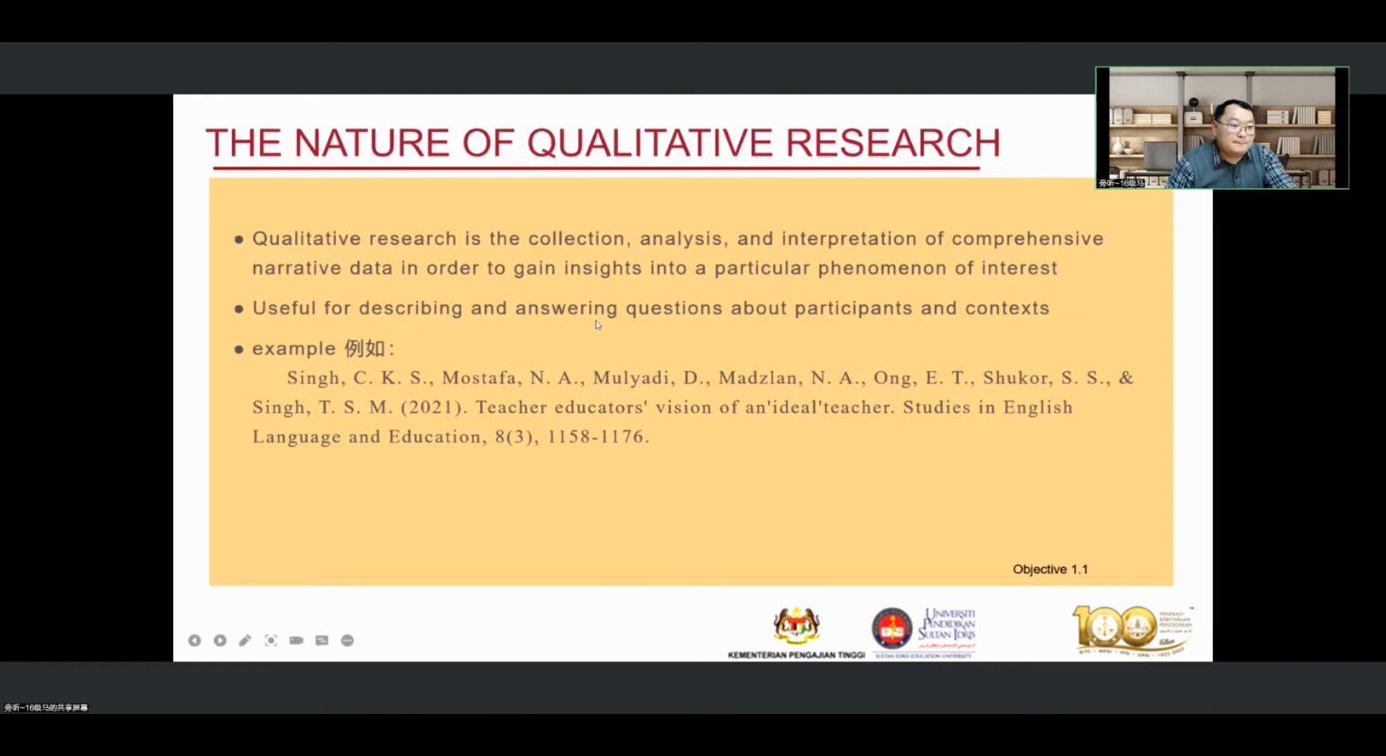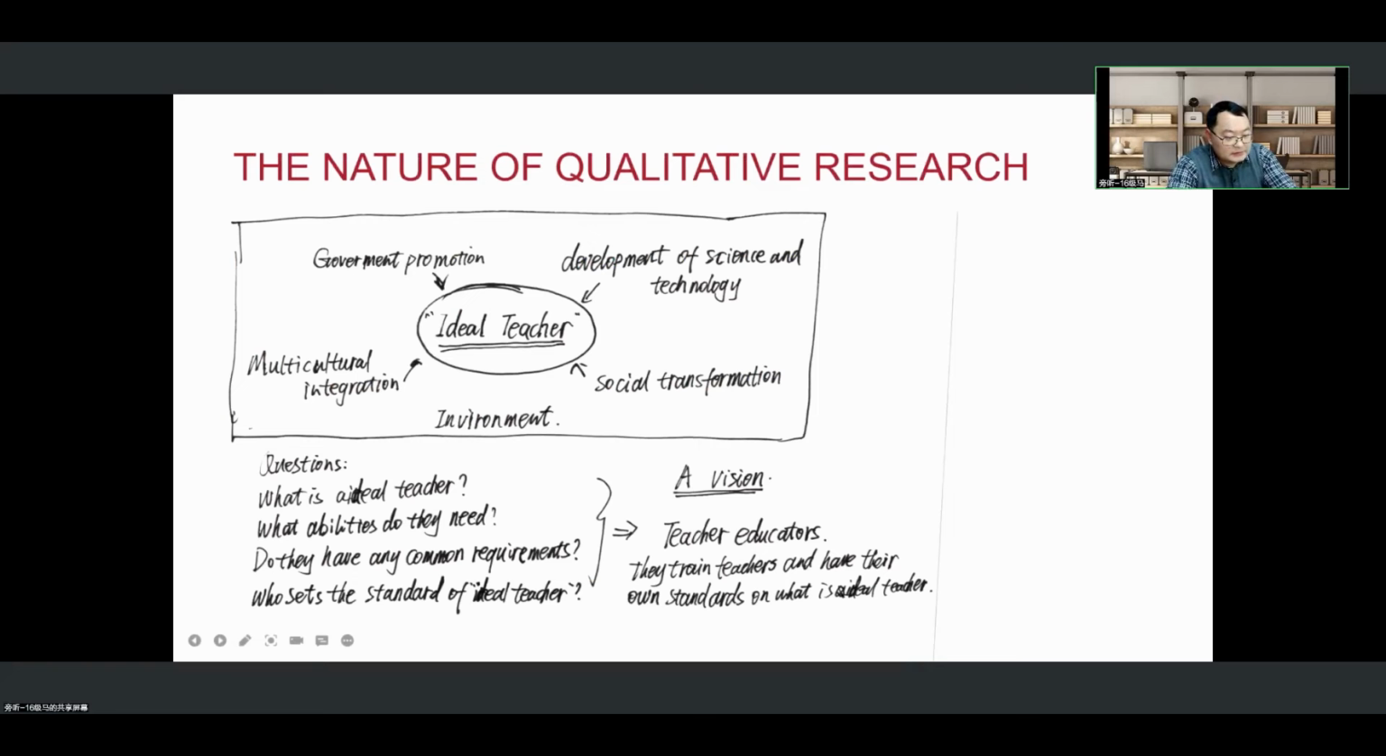This is a paper have published. The next. The example of an article published by a teacher in the magazine Study in English Language and Education. The question of what is an ideal teacher was discussed. There is the background here, where many may not be mentioned in the paper.